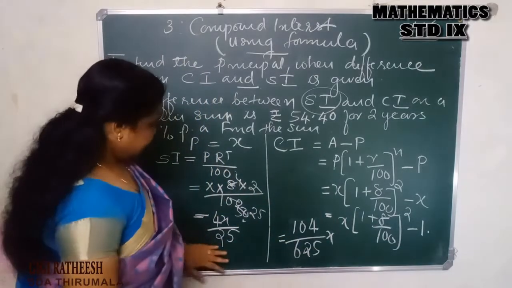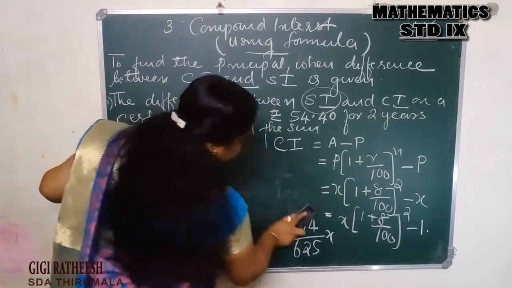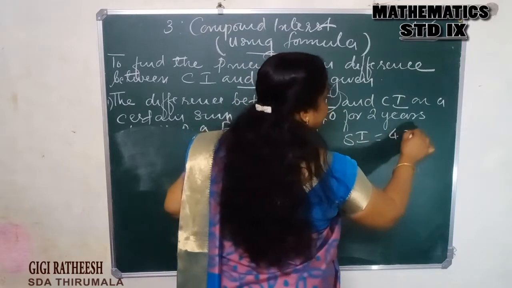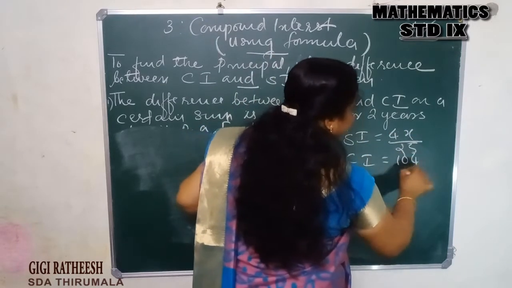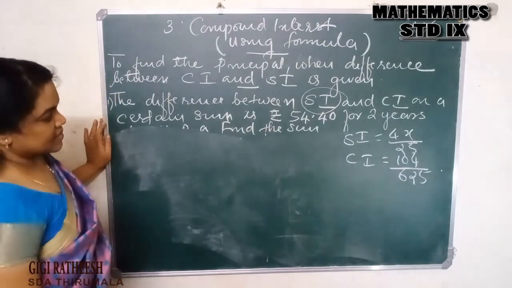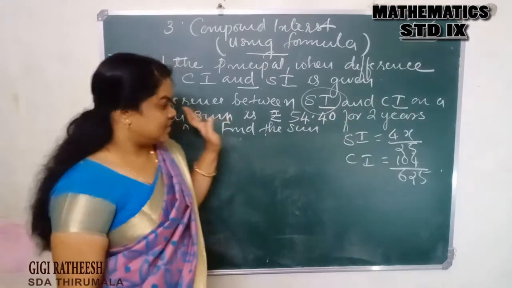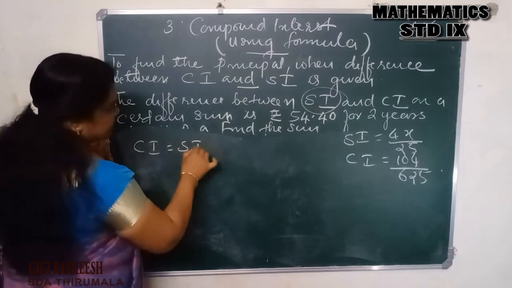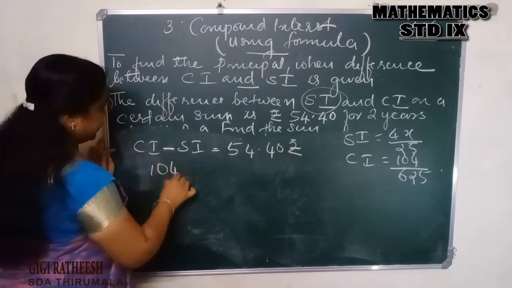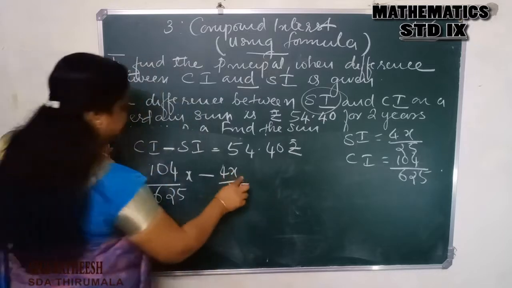This is SI and this is CI. SI is equal to 4x by 25 and CI is equal to 104 by 625 X. We know that the difference between simple interest and compound interest is 54.40. So CI minus SI is equal to 54.40 rupees, that is 104 by 625 X minus 4x by 25.